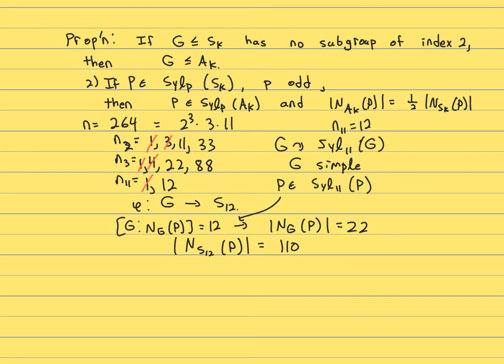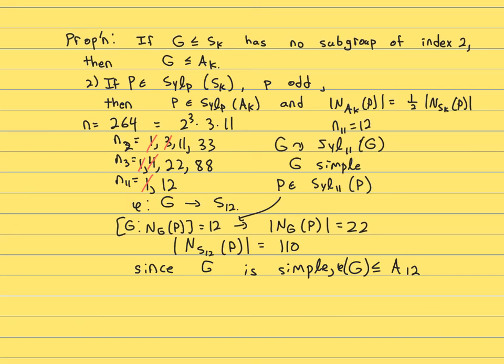But if we apply this proposition, we might have some luck. Namely, if G is simple, it has no normal subgroups. In particular, it can't have a subgroup of index 2, because a subgroup of index 2 has to be normal. So we can assume that G is a subgroup of the alternating group under this homomorphism. So I should say phi of G here.